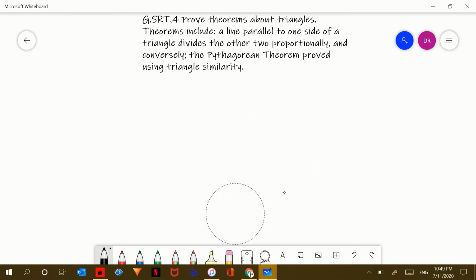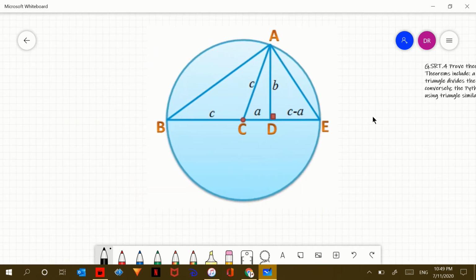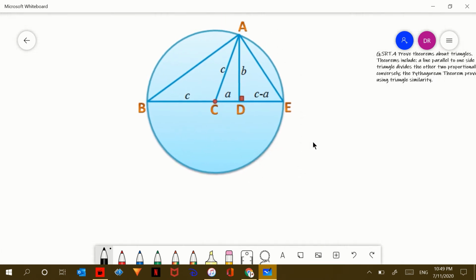The Pythagorean Theorem proved using triangle similarity. We will use this diagram. We have a triangle inside of a circle that's split into other triangles. Now let's begin. We have to prove that a squared plus b squared is equal to c squared. So this is what we're trying to prove.